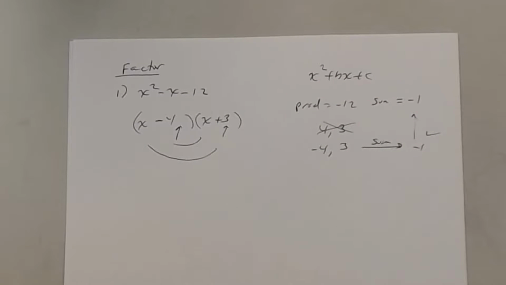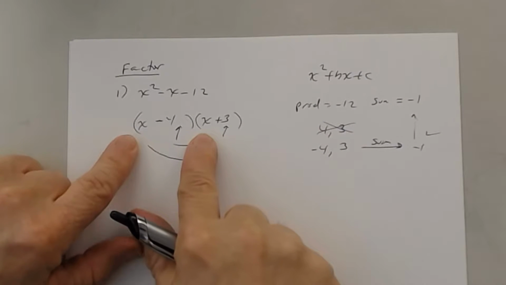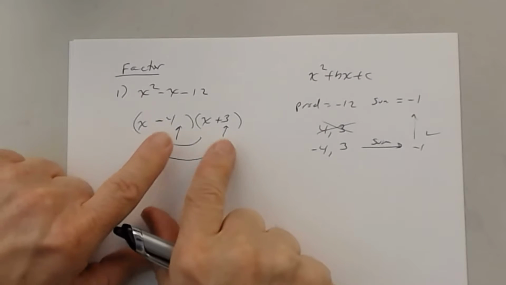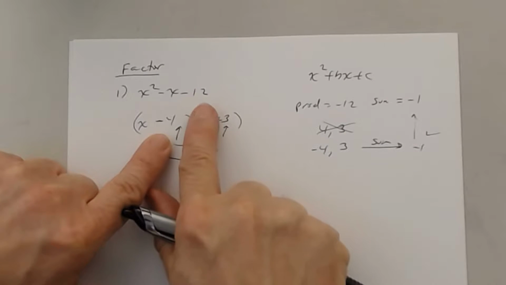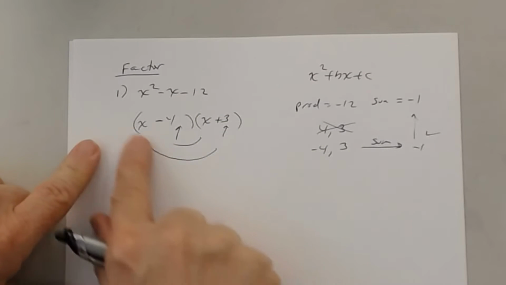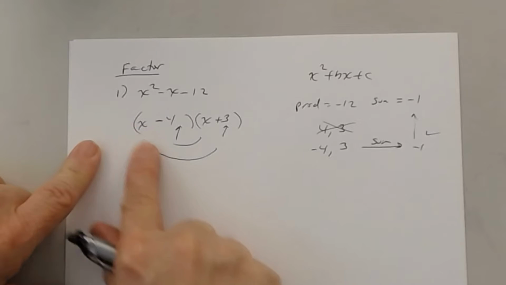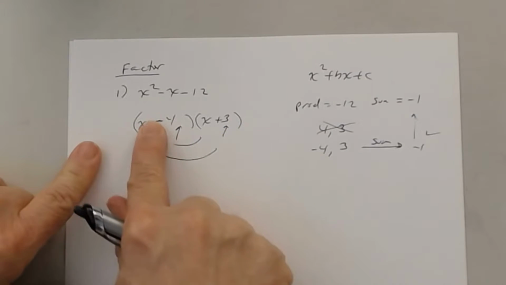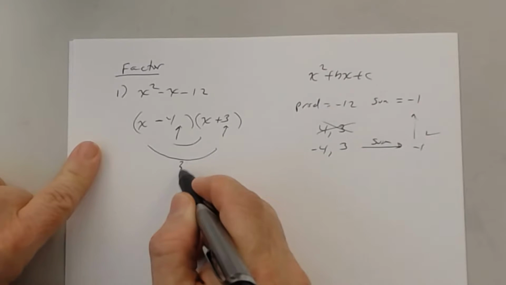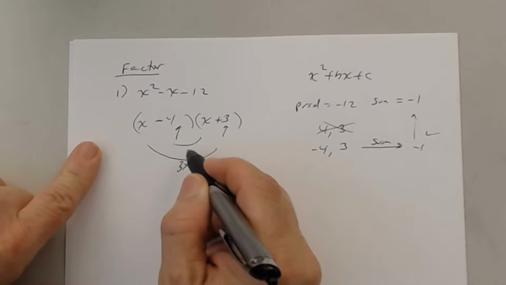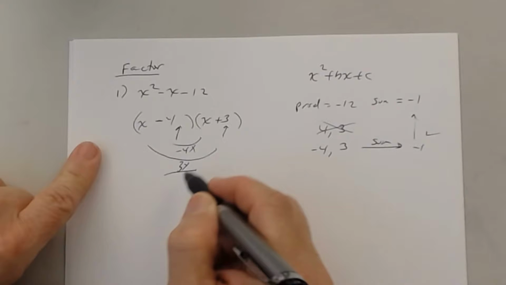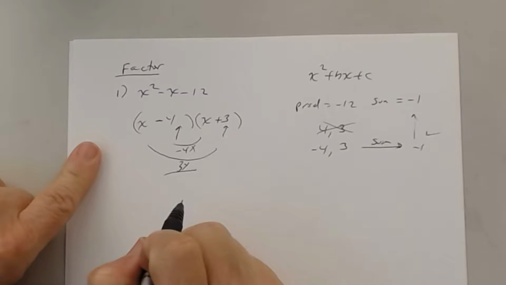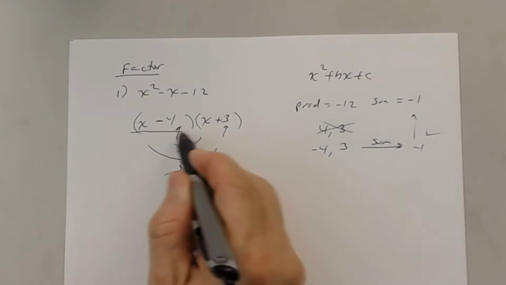And again, always check. Use FOIL. X times x, x squared. The last, a negative 4 times a positive 3, negative 12. And let's look at the outer. What's the outer? 3x. What's the inner? Negative 4x. When I add them up, do I get a negative x? Yes. So there's your answer.